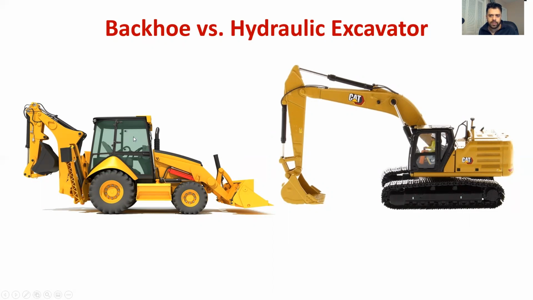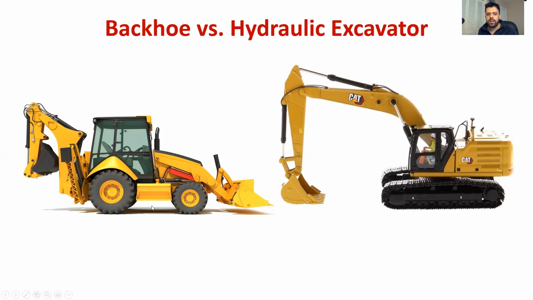So how can you tell them apart? There are three main things that could help you to tell them apart. Number one is the size. The size of a backhoe is comparatively smaller than a hydraulic excavator. So remember that. Number two is the versatility. Backhoes come with different types of buckets for different job requirements, but hydraulic excavators are a lot less versatile.